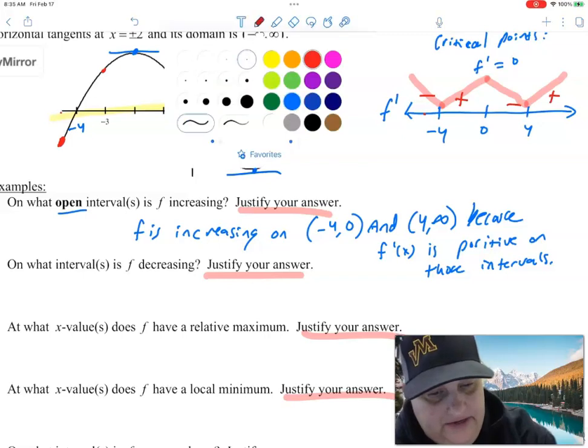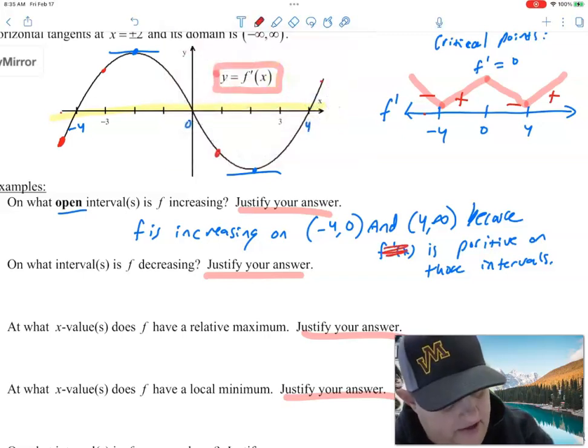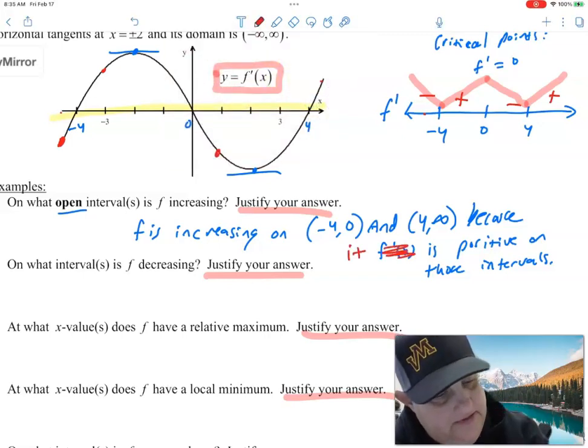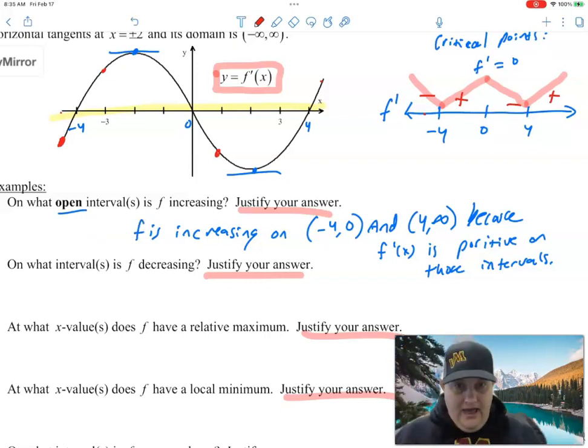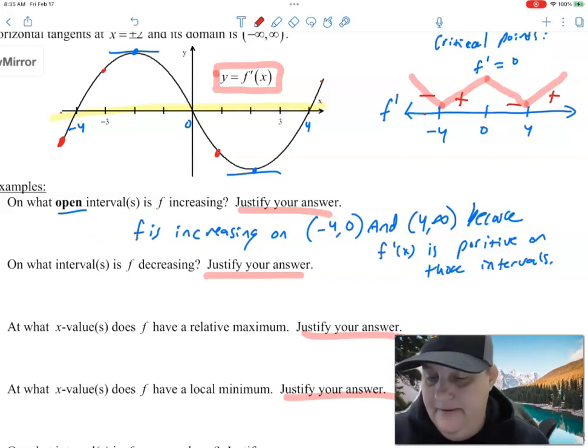Okay, some big mistakes here. If I ask you to justify and you say "it," that's bad. We can never use the word "it," okay? Or right here, "it is increasing." Like what is increasing? So you have to use f, f prime, stuff like that.